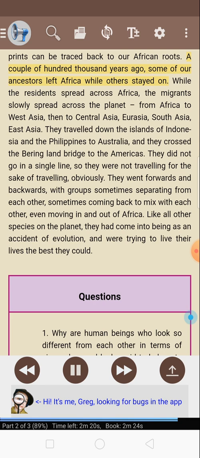A couple of 100,000 years ago, some of our ancestors left Africa while others stayed on. While the residents spread across Africa, the migrants slowly spread across the planet from Africa to West Asia, then to Central Asia, Eurasia, South Asia, East Asia. They traveled down the islands of Indonesia and the Philippines to Australia, and they crossed the Bering Land Bridge to the Americas.